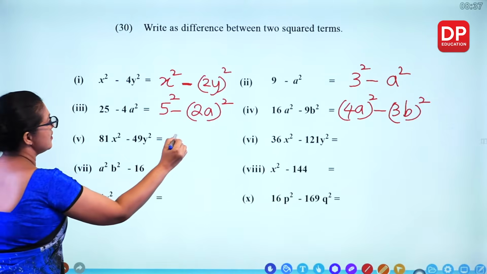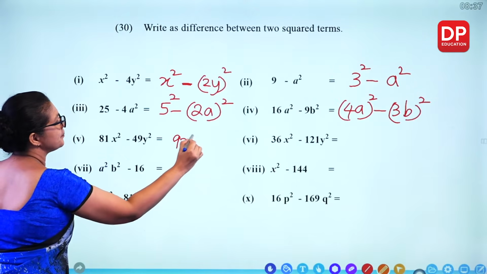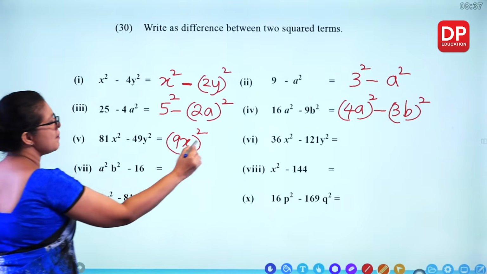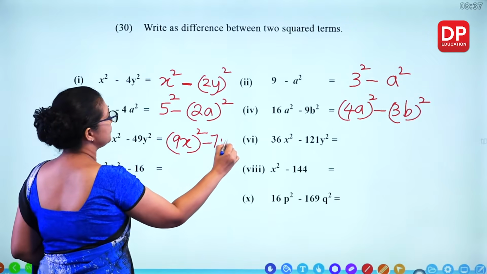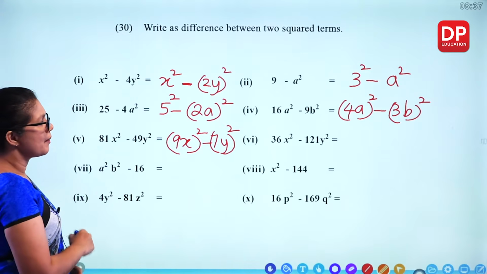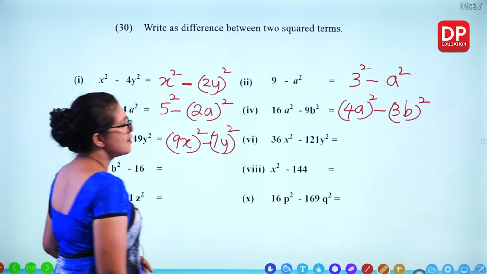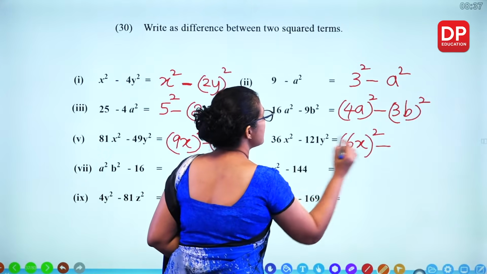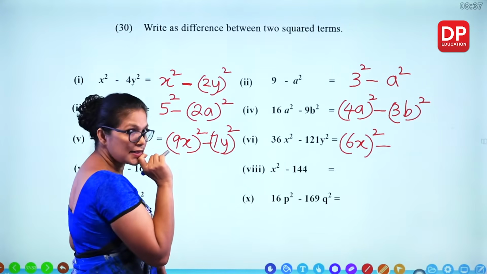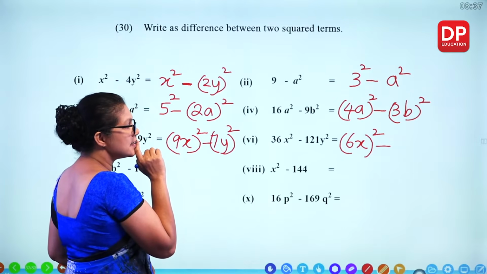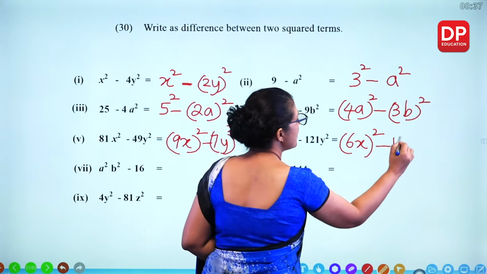81. 9 times 9. So 9x whole thing squared. 49 means 7 into 7. 7y whole thing squared. 36 means 6 times 6. You can write like this. And 121 is, can you remember square terms? Square numbers, 11 times 11.